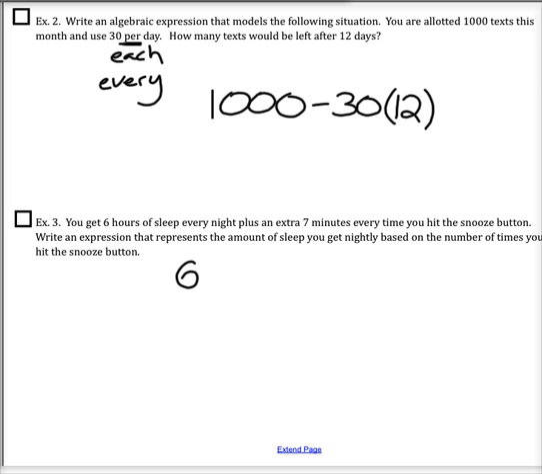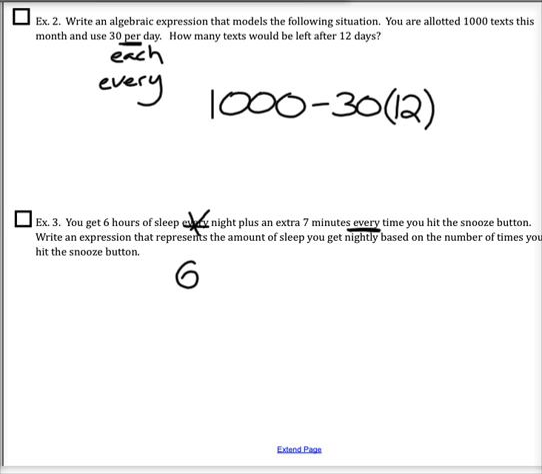So, now, you probably noticed the word every is actually here. But I want you to notice we're talking about on a nightly basis. So that means we're talking about one night. So that every really is not the every that we're looking for in this case, because it specifies later in the problem, we're talking about a single night, one night. So we're talking about 6 hours of sleep. And what's happening that night? Well, we get 7 minutes every time you hit the snooze button.